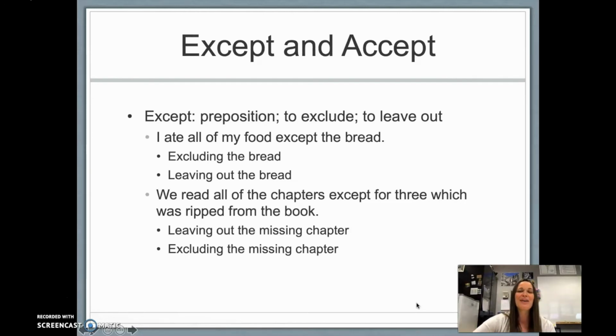Accept and except. That's kind of a weird way to say it. We both say accept, right? With an E, except is a preposition, meaning to exclude or to leave out. I ate all my food except the bread, right? Excluding the bread, leaving out the bread. We read all of the chapters except for three, which was ripped out of the book. So that's the missing chapter, right? It's excluding it. So except with an E is to exclude or to leave out.